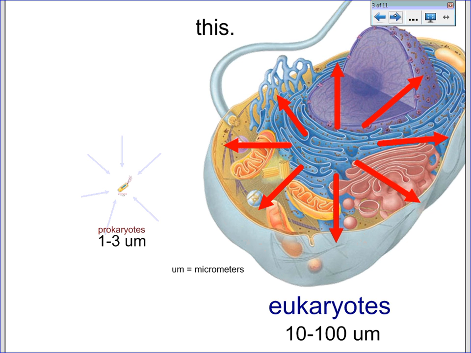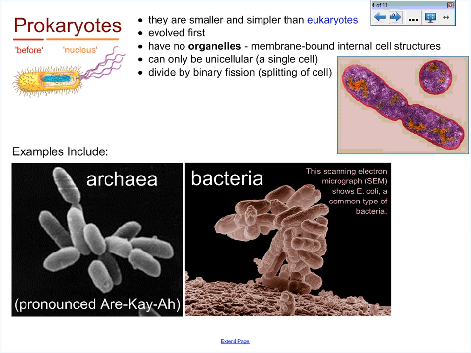Now, prokaryotes, in comparison to eukaryotes, are much smaller, about 1 to 3 micrometers in length, whereas eukaryotes can be anywhere from 10 to 100 micrometers on average. And they have some features about them that are worth noting. They break into two categories. Largely, the archaea and the bacteria are both considered prokaryotes.